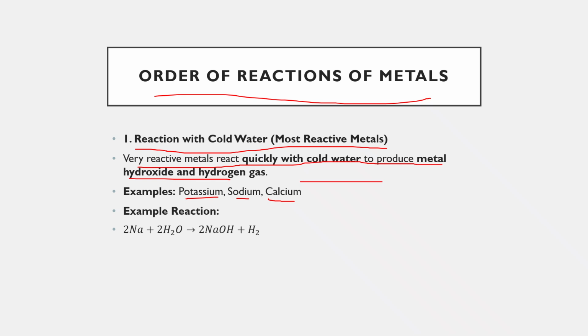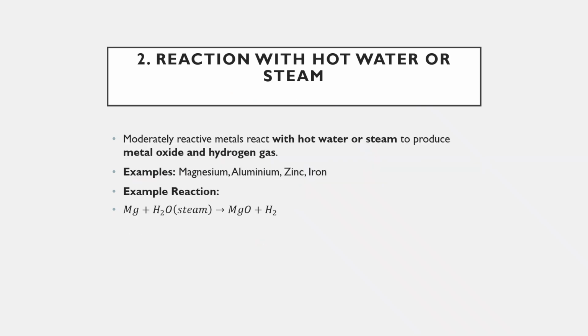And the example reaction is, 2 sodium reacts with water to produce sodium hydroxide and hydrogen gas. Next, students, reaction with hot water or steam. Moderately reactive metals react with hot water or steam to produce metal oxide and hydrogen gas. For example, magnesium, aluminium, zinc and iron.